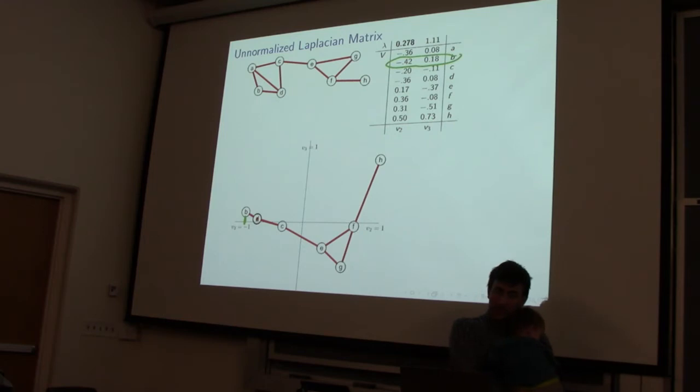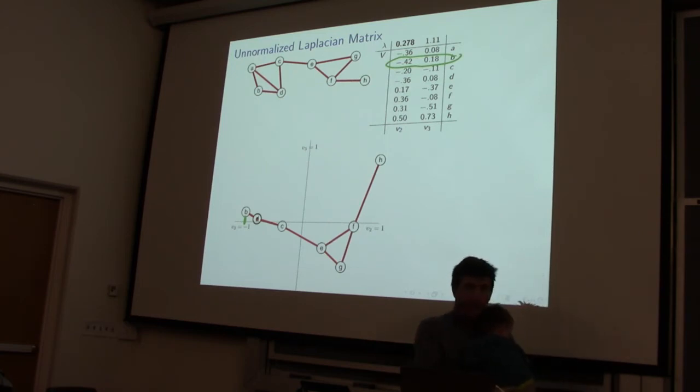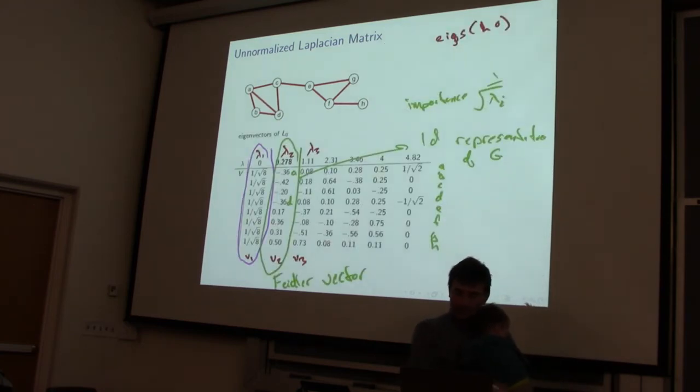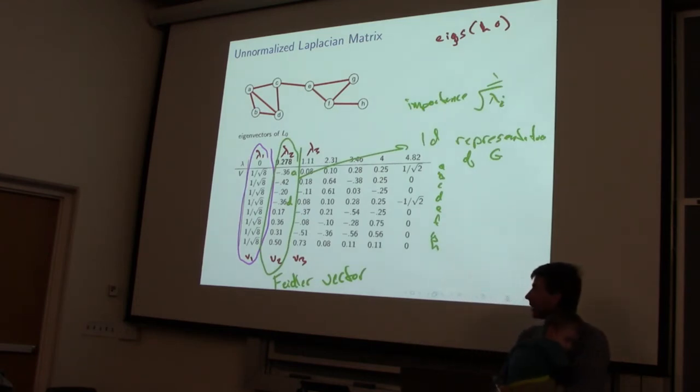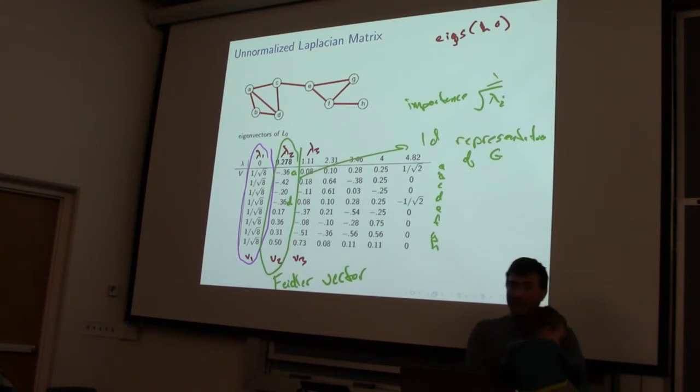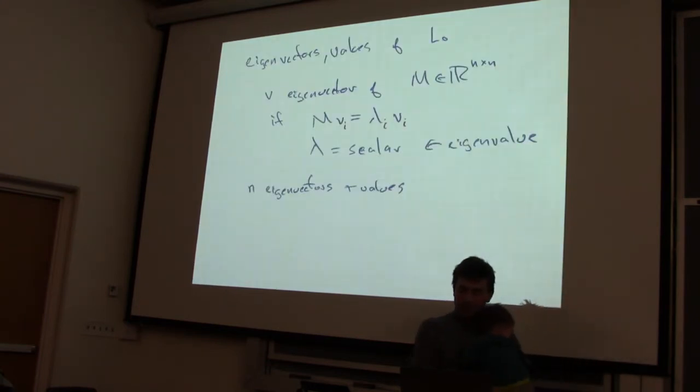What was yi? This is 1 over the square root of yi. Should be lambda i. Lambda is the Greek letter. That's the eigenvalue, right? So this is the eigenvalue.